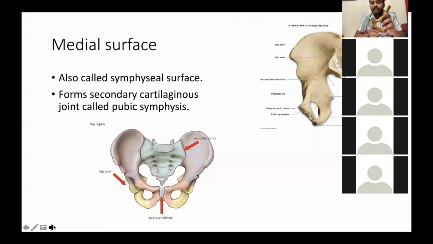So this medial surface is also called the symphyseal surface, and this surface joins with the other. See here, this is anterior surface. This is symphyseal surface. The symphyseal surface is articulating with the opposite hip bone to form a secondary cartilaginous joint, which is called the pubic symphysis. Is it clear, everybody? Yes, sir. So the medial surface is also called the symphyseal surface.